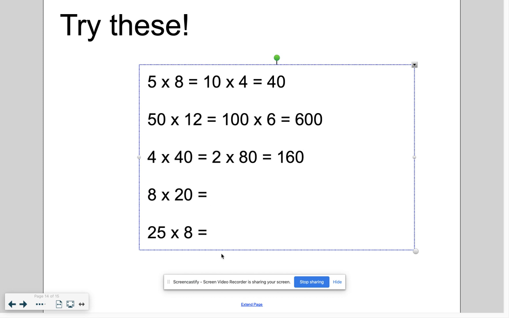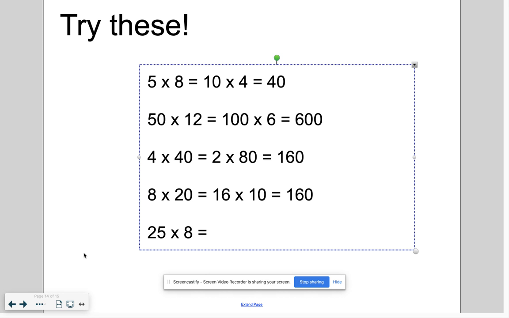Over here, now, this one becomes a little tricky. However, 8 in half is 4. That doesn't really help me. 20 in half is 10. That's pretty easy to do. So I'm going to double my 8 and half my 20. 2 times 8 is 16. Half of 20 is 10. And look at that, I get 160. So those two answers are the same.